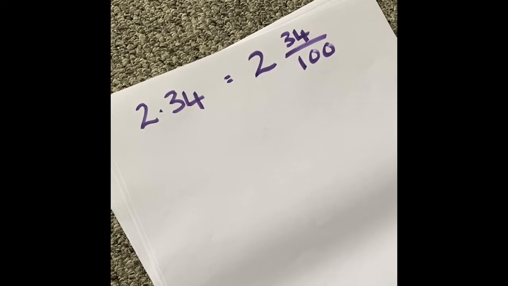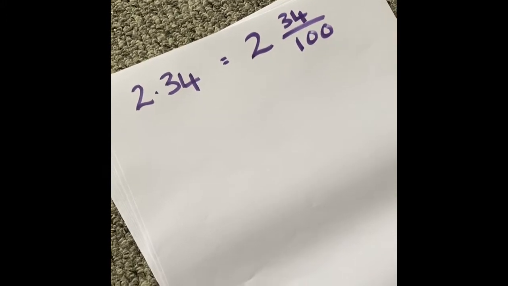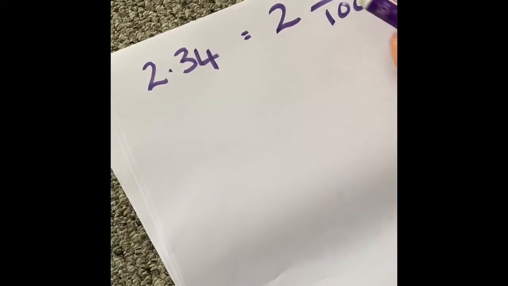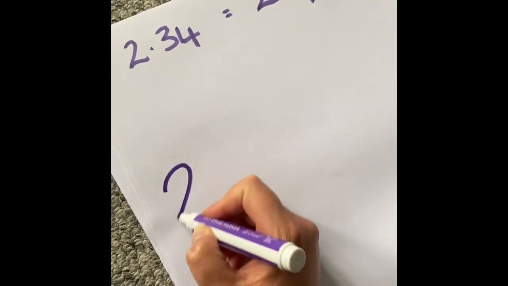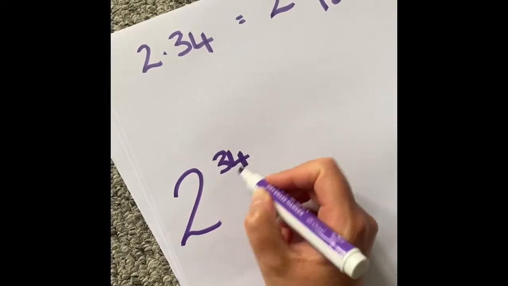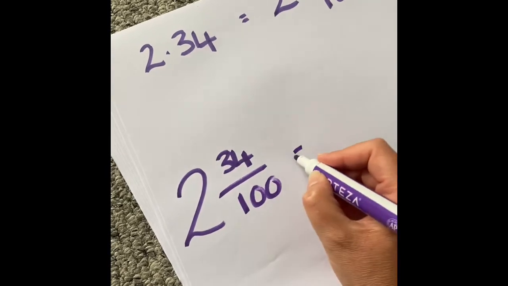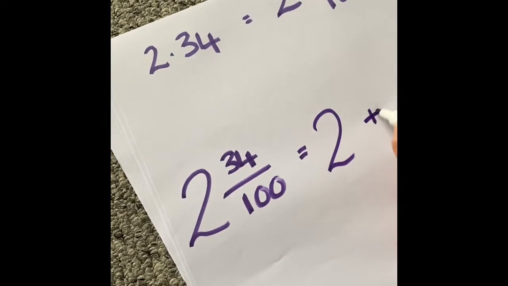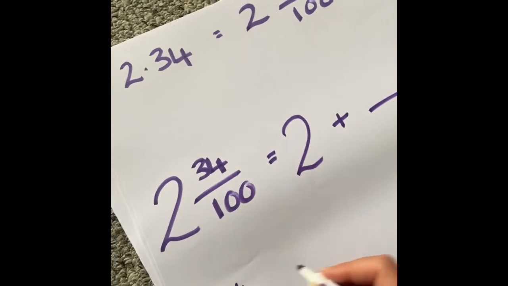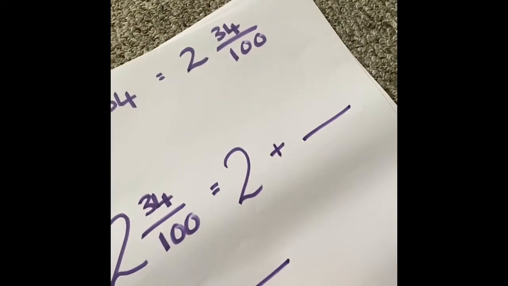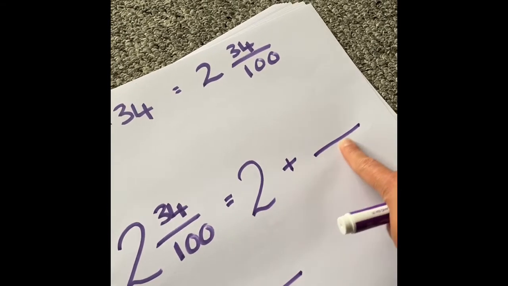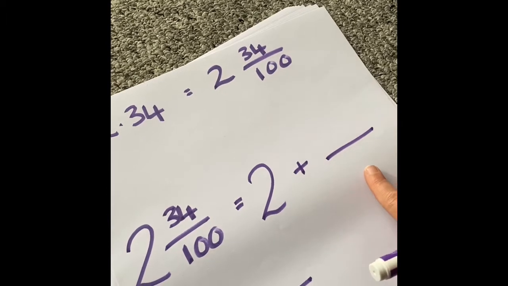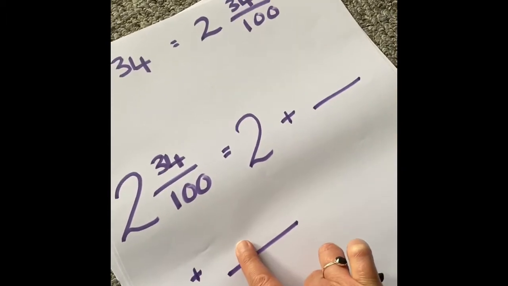So now we have put 2.34 at the top of our page and 2 and 34 hundredths, but I want to break this down even more so I can help you identify it as an expanded form. 2 and 34 hundredths equals 2 plus something plus something. Now you can see that these have both got vinculums here, which I know then that they are both fractions, because this is my vinculum with my numerator at the top and my denominator down the bottom. My numerator and my denominator.